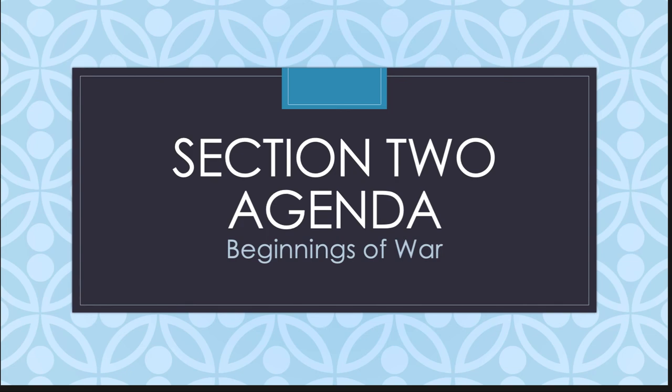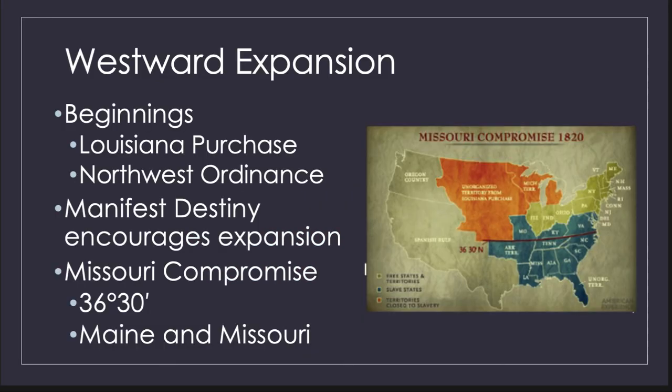Section two, I promise I'm going to pick up the pace. Section two, we're doing all the beginnings of the war. We need to look at westward expansion. The beginnings of westward expansion were the Louisiana Purchase. Now, when we got the Louisiana Purchase, we are going to use the Northwest Ordinance to determine how that territory sections off and becomes states.